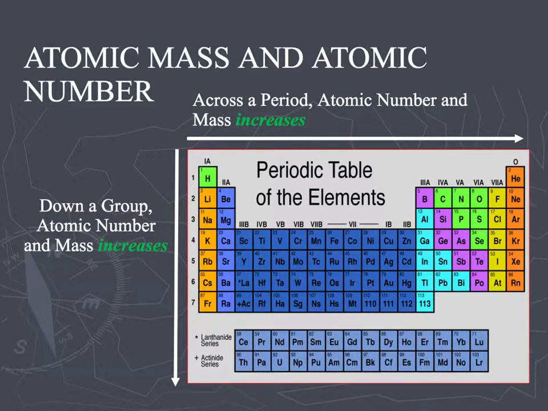element. And then as you go down in rows, which is going down the group, which is basically increasing the number of rows, we're adding more and more energy levels, more and more electrons, more and more protons. So everything increases as you go both from top to bottom and from left to right. The takeaway is that as you go down a group and across a period, both atomic number and atomic mass increase.